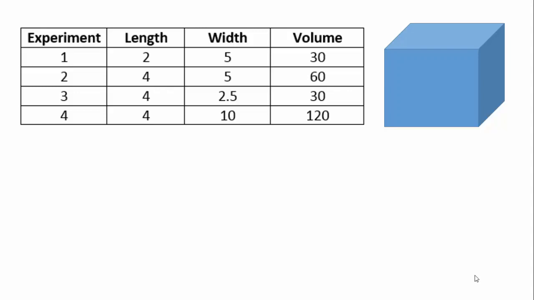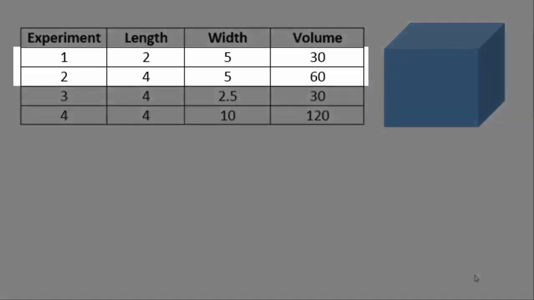You do some experiments. You vary the length and the width, and you measure the volume. And you come up with this data in the table here. You look through the data, and you can see some relationships. If you look at experiments 1 and 2, you'll see that the width was held constant, but the length was doubled. When you do that, you can see that the volume doubles also.